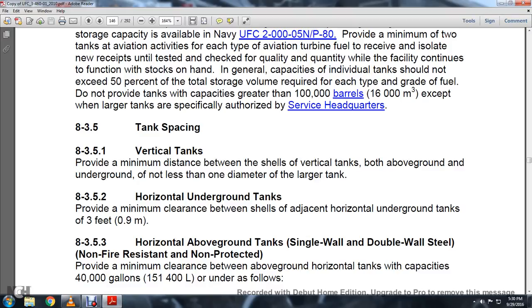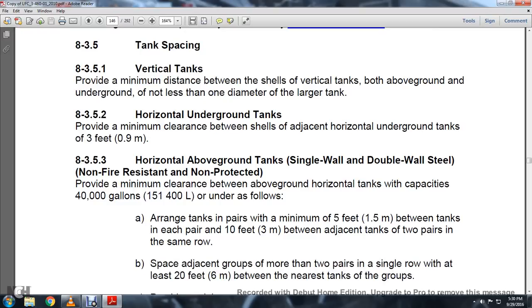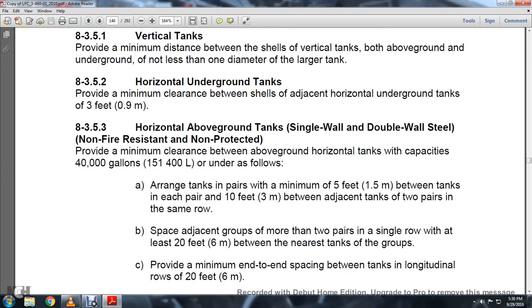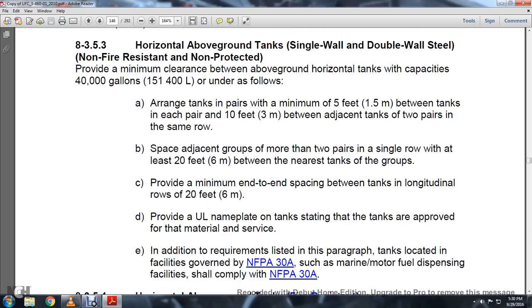8.3.5.3 Horizontal aboveground tanks, single wall and double wall steel, non-fire resistant, non-protected: provide a minimum clearance between aboveground horizontal tanks with a capacity of 40,000 gallons or less as follows. Arrange tanks in pairs with a minimum of 5 feet between the tanks of each pair, with 10 feet between adjacent tanks of 2 pairs in the same row. Adjacent groups may include no more than 2 pairs in a single row, but add at least 20 feet between the nearest tanks of the groups. Provide a minimum end-to-end spacing between tanks in longitudinal rows of 20 feet.